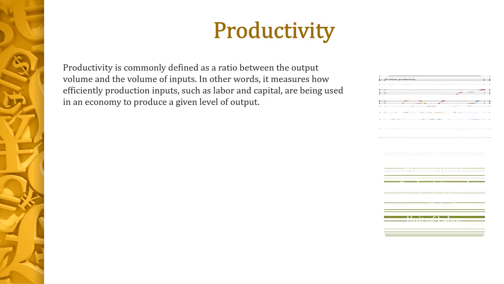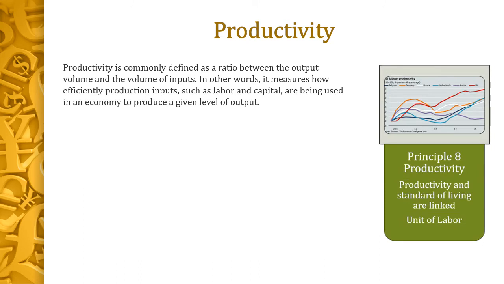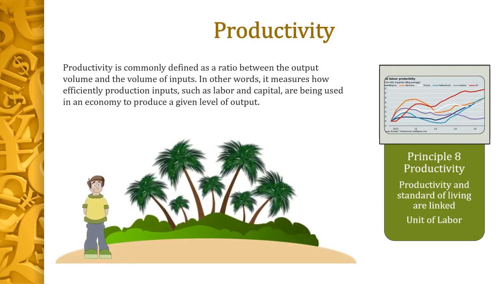Productivity is so important that when we discussed the 10 principles of economics, productivity was number 8. Productivity and standard of living are directly linked together, and it's all based on each unit of labor. So how does that play out? Well, here's our island, and our island has one resident named Chuck. Chuck normally can get 1 fish per day, so the island's productivity is 1 fish.